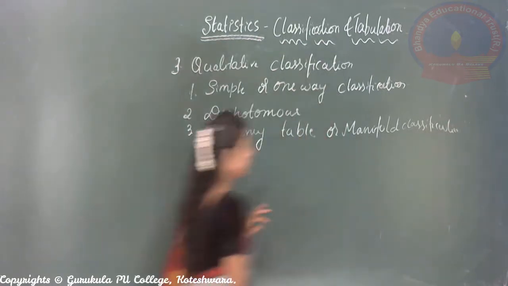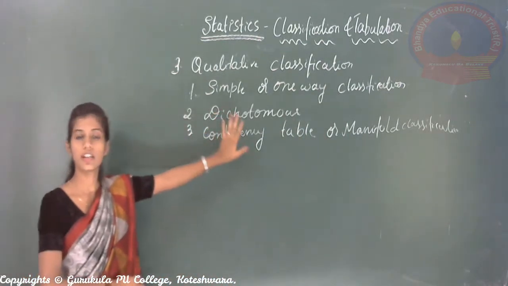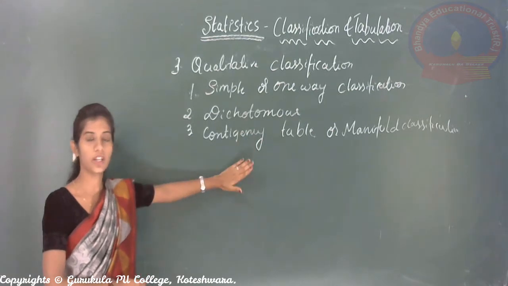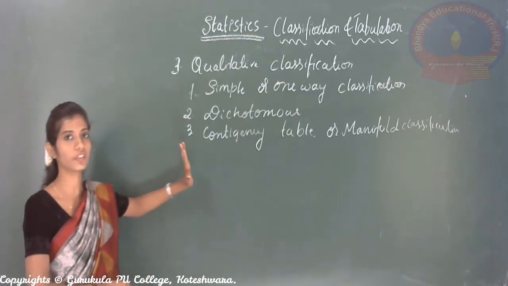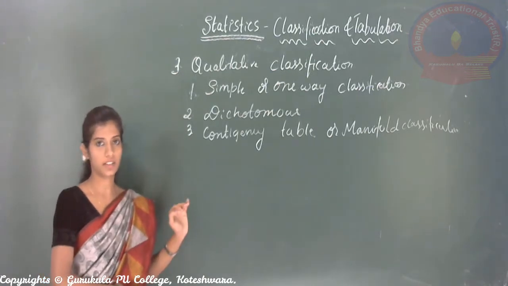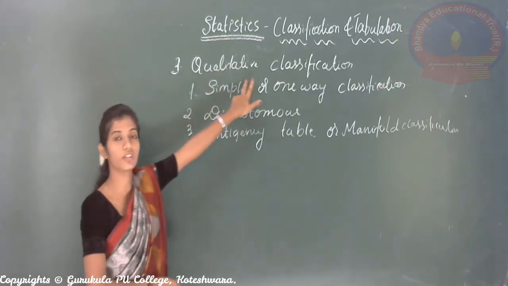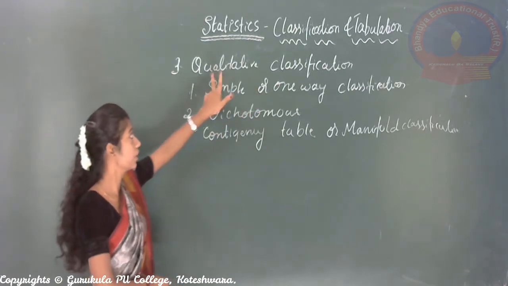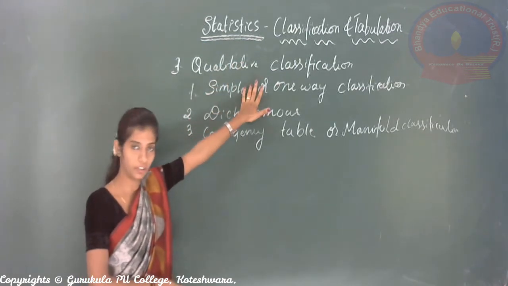Okay, so here classification is nothing but arrangement of data according to the common characteristics. So here what kind of characteristics is it? It should be qualitative data.